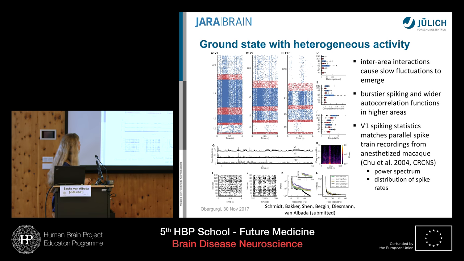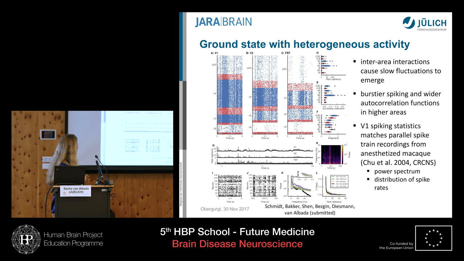Here are some simulation results, just showing raster plots, the spiking activity for 3 of the 32 areas. Here, the primary visual cortex, secondary visual cortex, and the frontal eye field. And what you see compared to the microcircuit model is that there are now these vertical stripes of different widths, so these population bursts of activity. And these are slow fluctuations that were not present in just an isolated microcircuit, that are due to the interactions between the areas.